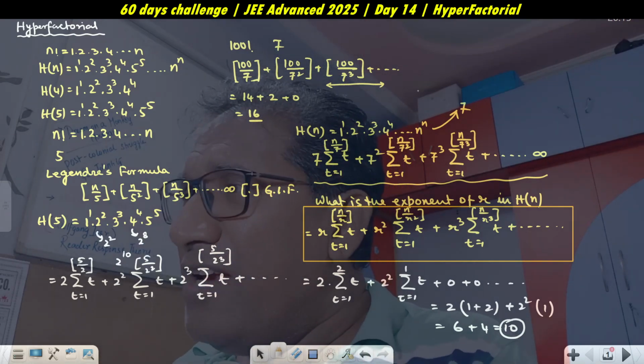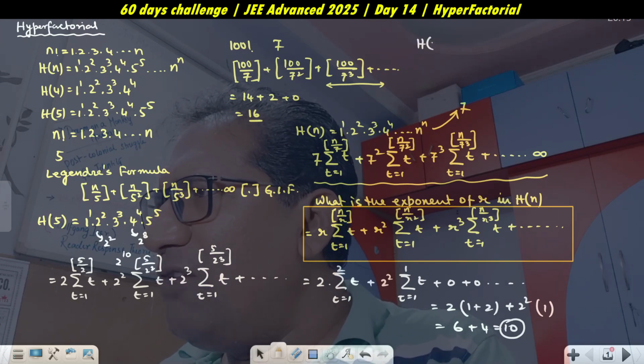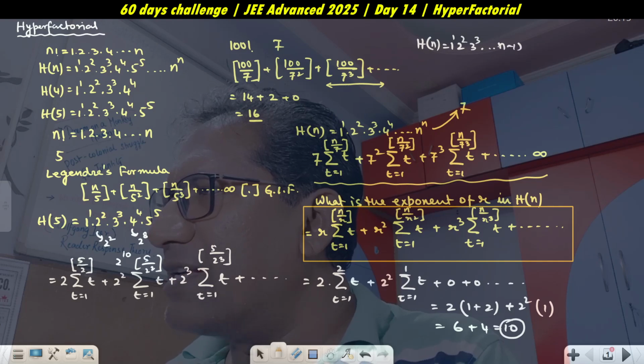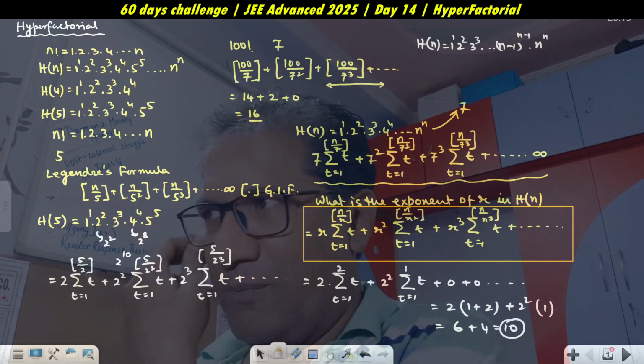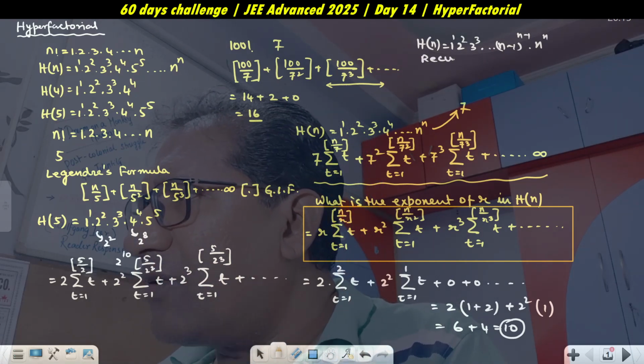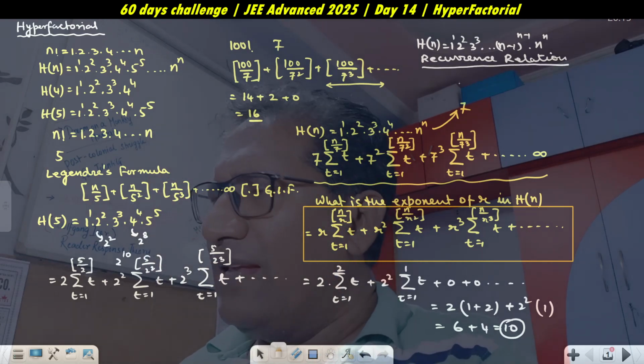Okay, one very interesting thing is that from the hyperfactorial we have seen that it can be written as 1 to the power 1, 2 square, 3 cube and so on. So it will be n minus 1 to the power n minus 1, then n to the power n and so on. So can we form a recurrence relation? Can we find a recurrence relation in hyperfactorial? Yes, why not?